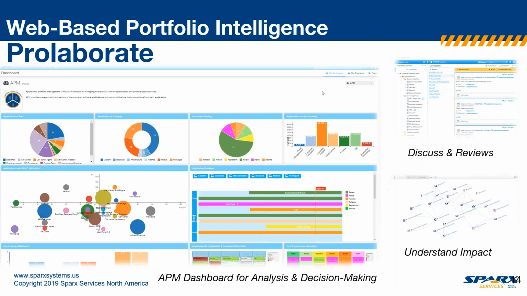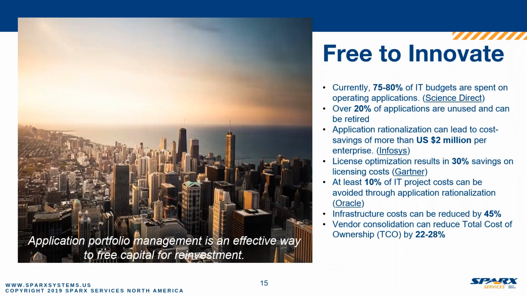And as you can see, Prolaborate represents a web-based portfolio intelligence. So it provides you an insight of the data that is inside the repository. Those data are created by a variety of people. They all collaborated together. And now we are using the same data, live data, to take the best decisions about application portfolio management. So what is it that we expect by introducing a system like that?